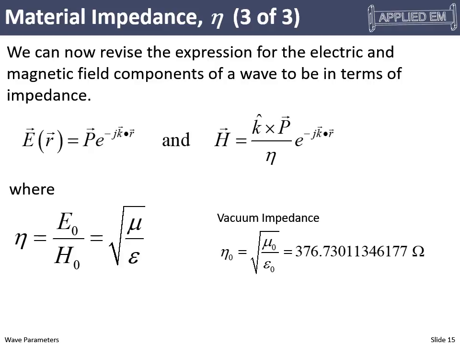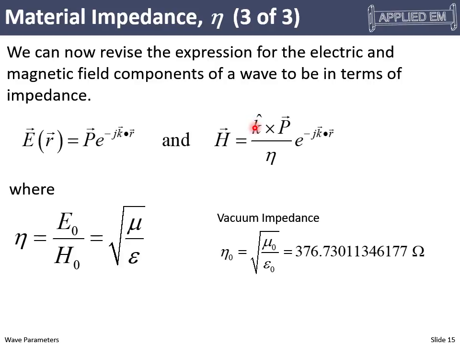Now that we're armed with this concept of impedance, one of the things I like to do is write the expression for the magnetic field in terms of the impedance. It seems to give me a little bit better physical feel of what's happening. So our magnetic field is now the cross product of the normalized K with the polarization vector. This is not the normalized polarization vector, and we're not normalizing this because we need the information from the amplitude of the electric field. So that comes in through this polarization vector.